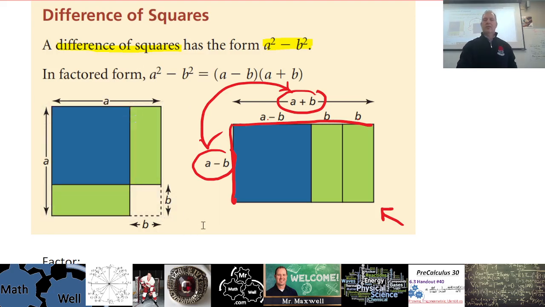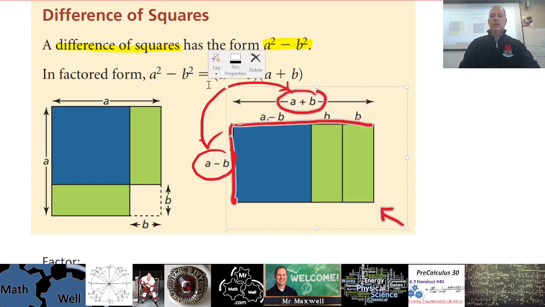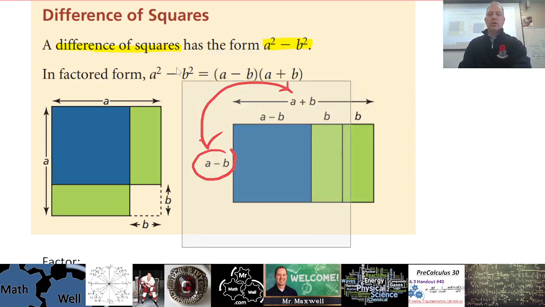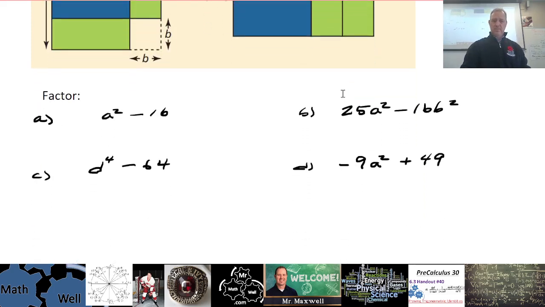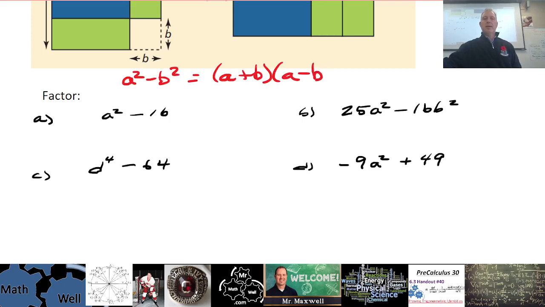You don't have to think about this every time, but again, that hopefully should reinforce your belief that we should have this as the factored form, A minus B times A plus B. And so this is going to be real easy to remember how to do this. Okay? Jot down these examples. And we'll factor these together given our principle of A squared minus B squared equals A plus B times A minus B.